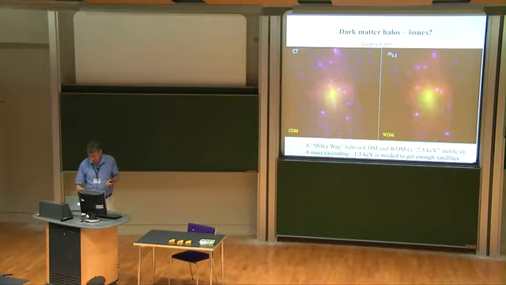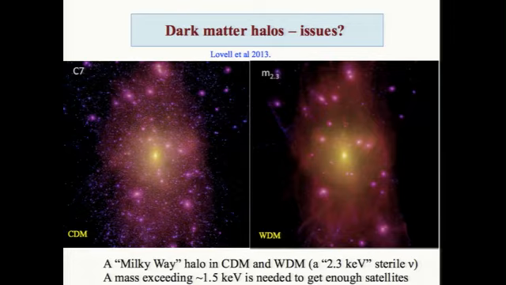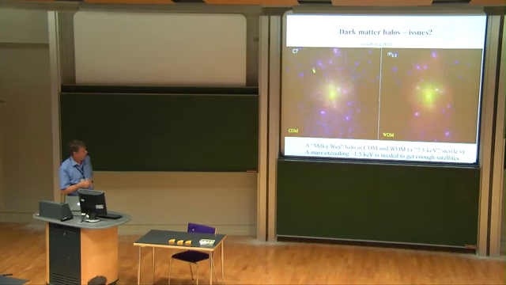So let me move on to dark matter, to whether halo structure could be affected by warm dark matter. Here is a simulation of a Milky Way galaxy with cold dark matter. And here, this is a Durham paper by Mark Lovell and collaborators, is what they call a 2.3 keV sterile neutrino from the same initial conditions. And what you can see is there are far fewer substructures.